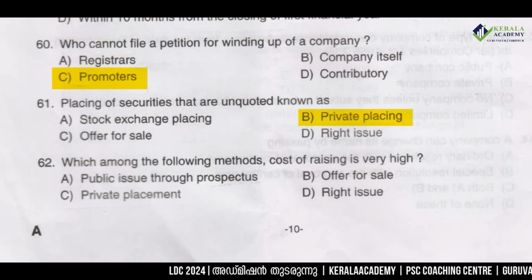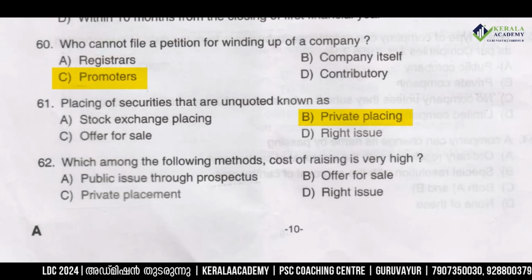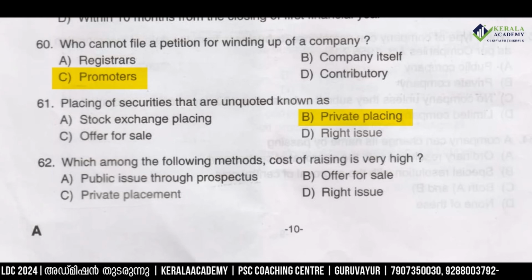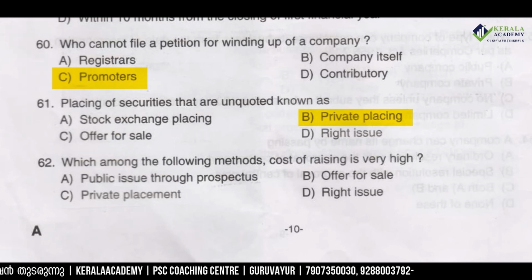Which among the following methods cost of raising is very high? Public issue through prospectus, offer for sale, private placement, right issue. Correct answer option C, private placement.